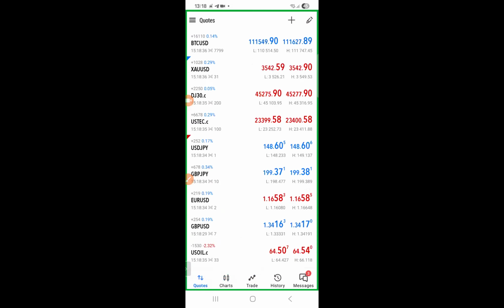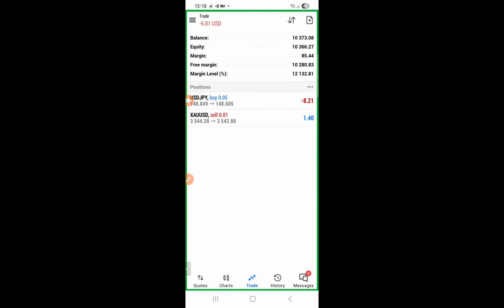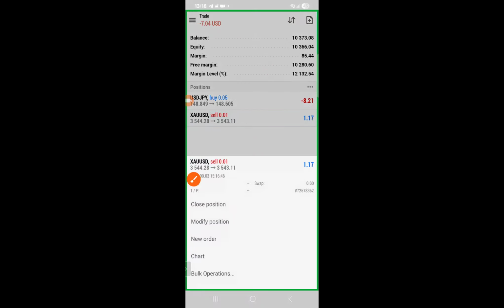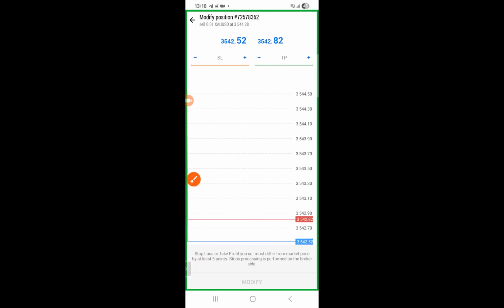So you go to the trade. What are you going to do? See the whole body here. You will hold it, you will press it. It now pops up like this. Look at where it says modify position. So you now click on modify position.